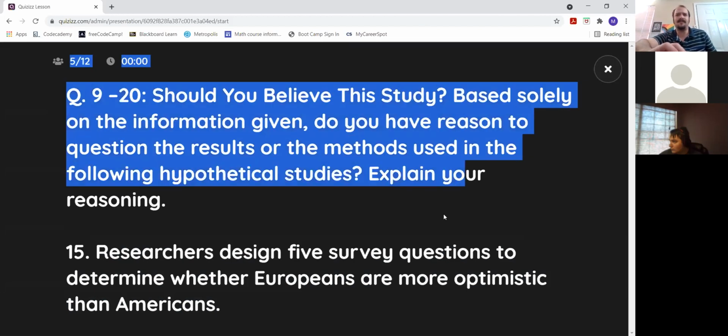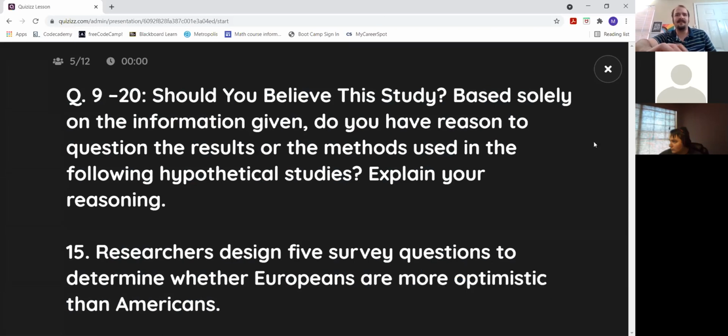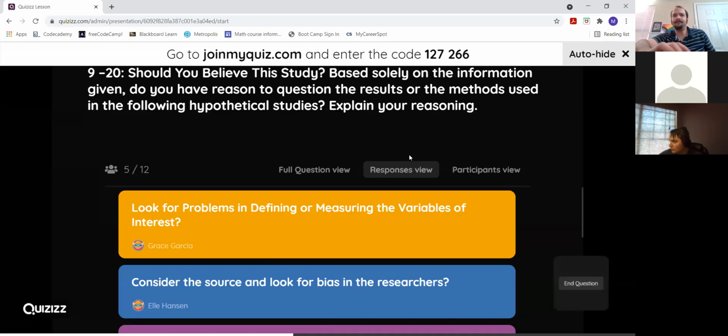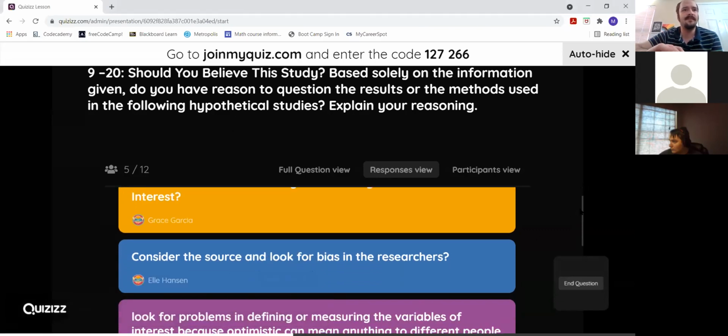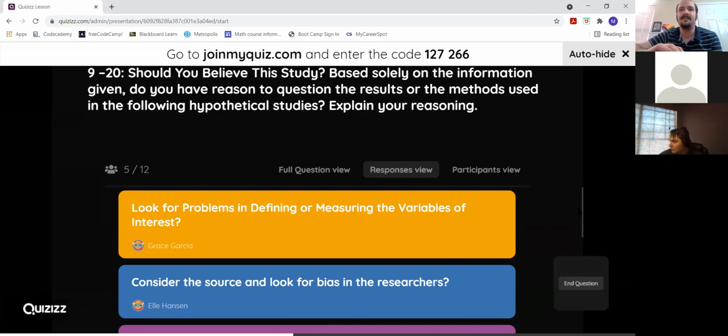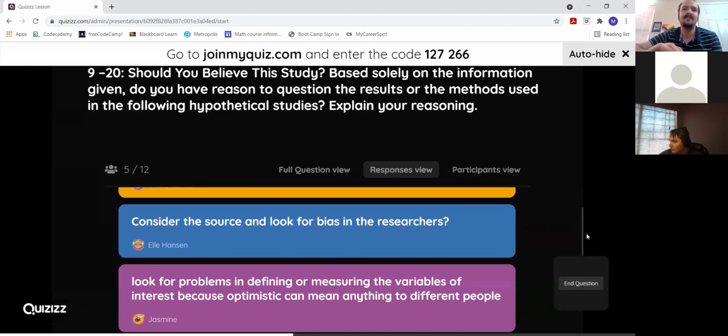I really feel like with the language, they're really leaning into this thing right here, not being measurable. Problems defining variables of interest. That's what it was called. What was that number? 4? Yeah. So I think number 4 was look for problems in defining or measuring the variables of interest.